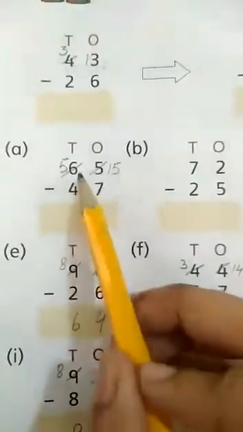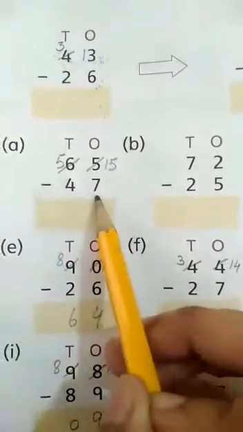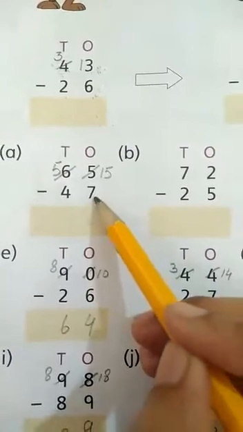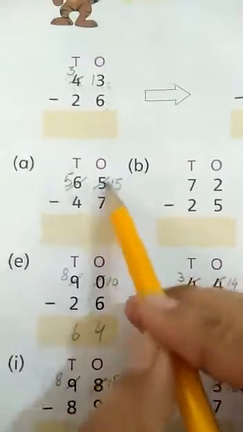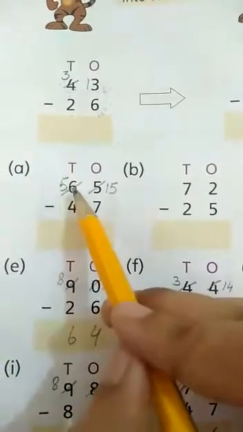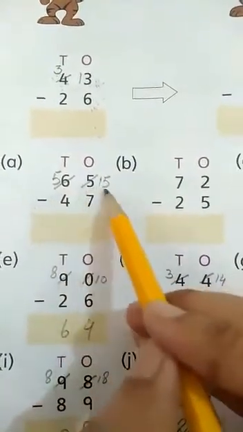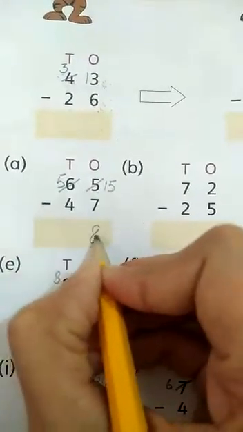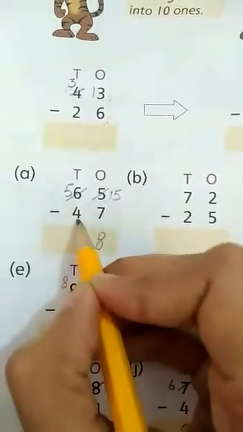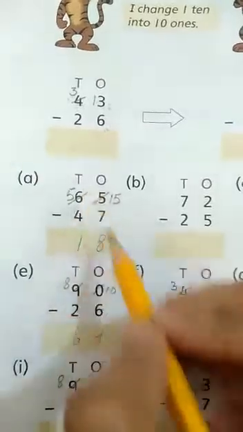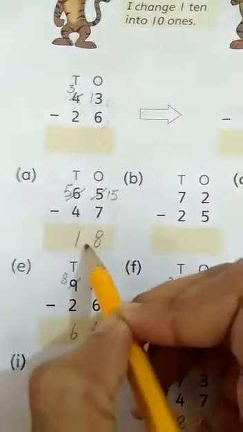So on question number 1, 65 minus 47. So students, we cannot subtract 7 ones from 5 ones. So we can borrow 1 from tens column. So when we borrow 1, 6 becomes 5 and 5 becomes 15. So 15 minus 7 is equal to 8 and 5 minus 4 is equal to 1. So now we have 1 tens and 8 ones is equal to 18.